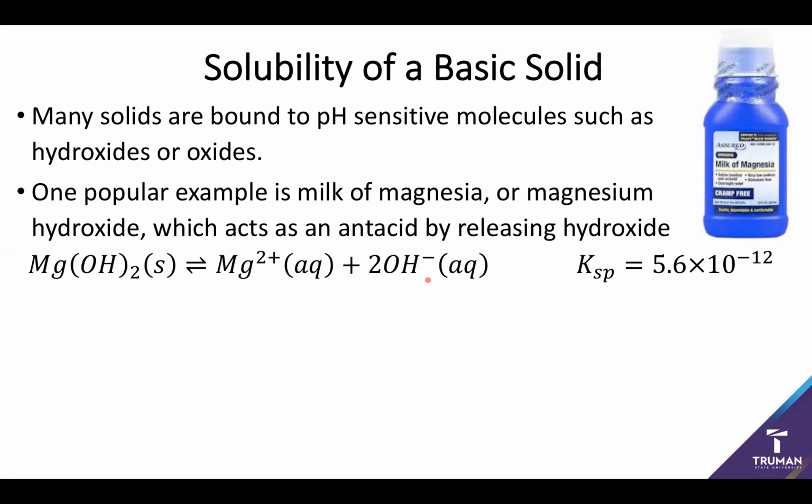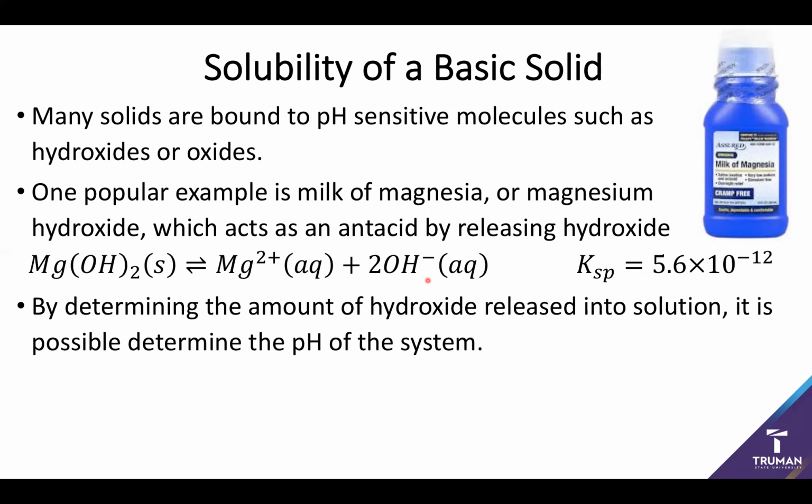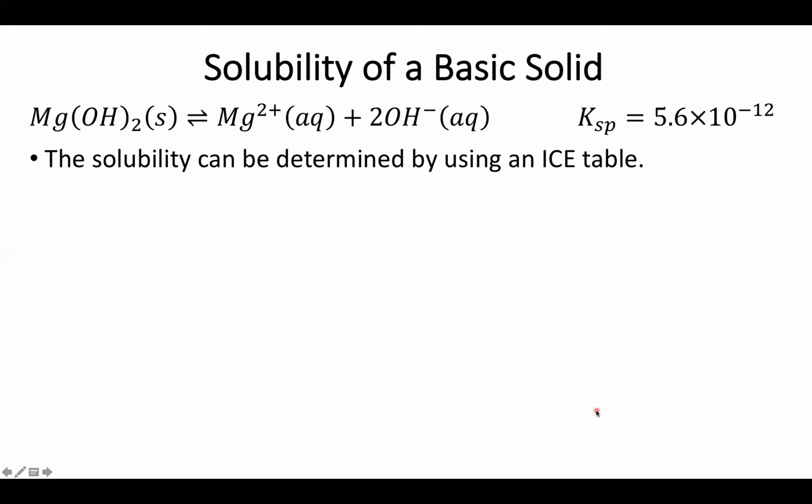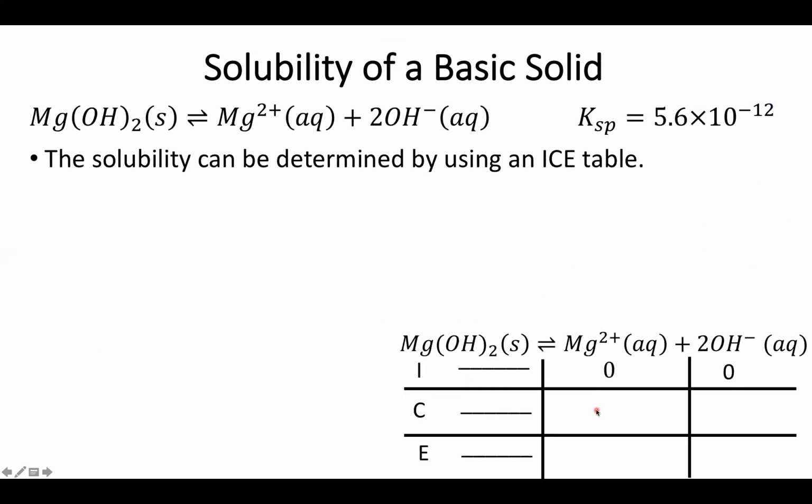So one of the things that we can do is by determining the amount of hydroxide that's released into this solution, we can figure out, well, what the pH of milk of magnesia is. So it is worth noting that you're going to maintain this pH pretty much as long as you have solid magnesium hydroxide present, as it will maintain a nice ambient level of hydroxide. So let's go ahead and look at the solubility by looking at an ICE table.